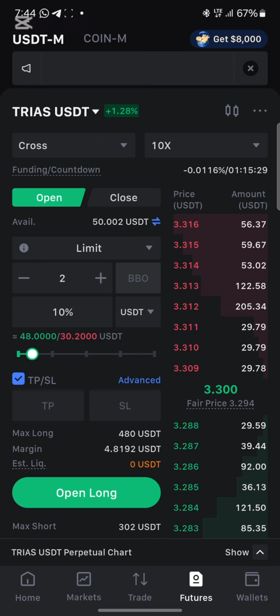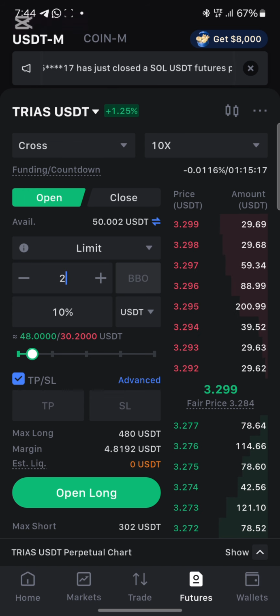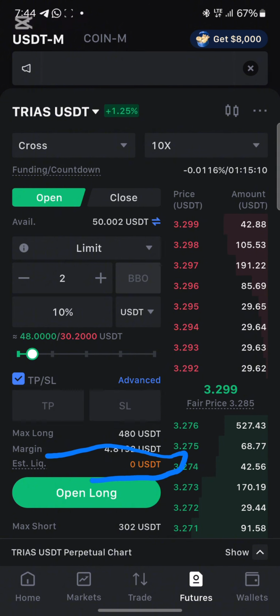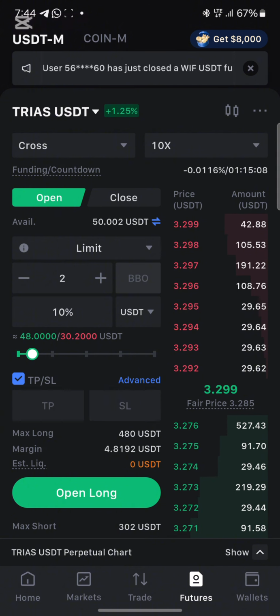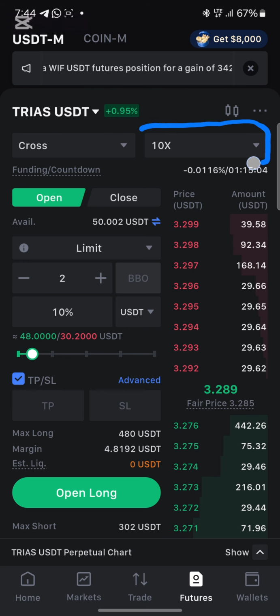So you can use isolated margin, you can use cross margin. Basically I trade with both, but I love cross margin because of the risk management involved. It always gives me the opportunity to have little or zero liquidation price. So that is it.